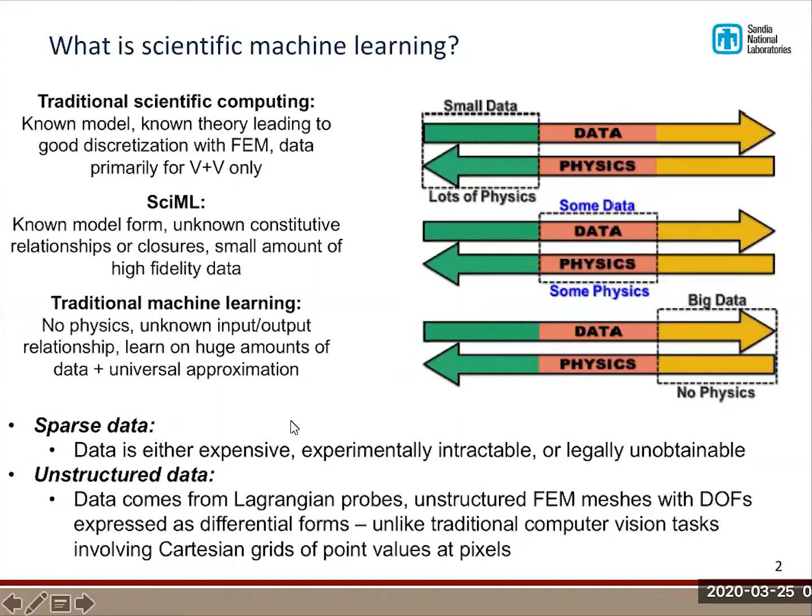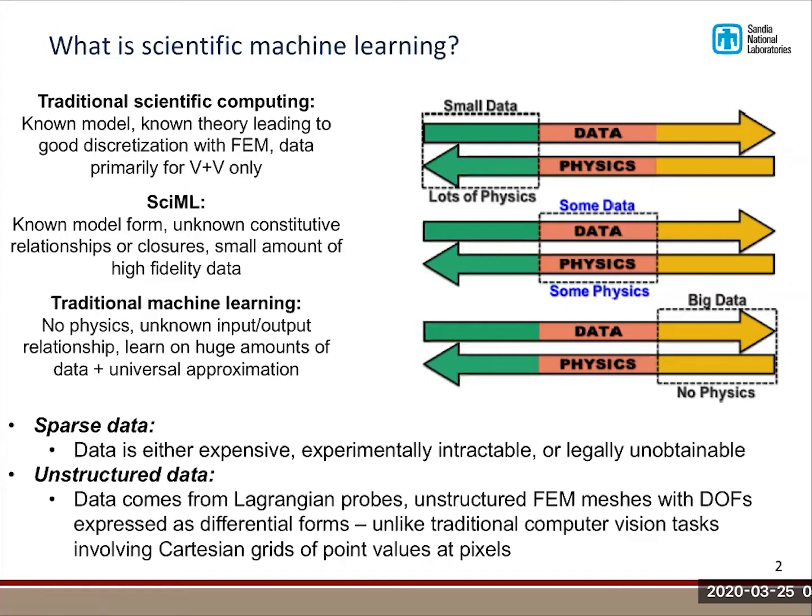First off, I'll introduce what scientific machine learning is. It's basically a discipline that lies halfway in between traditional scientific computing and traditional machine learning. The interesting challenge is that you are somewhere in between having small data and lots of physics, and big data and no physics.